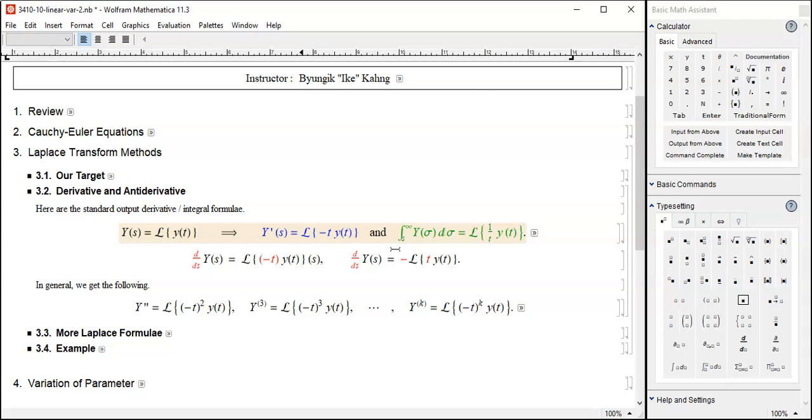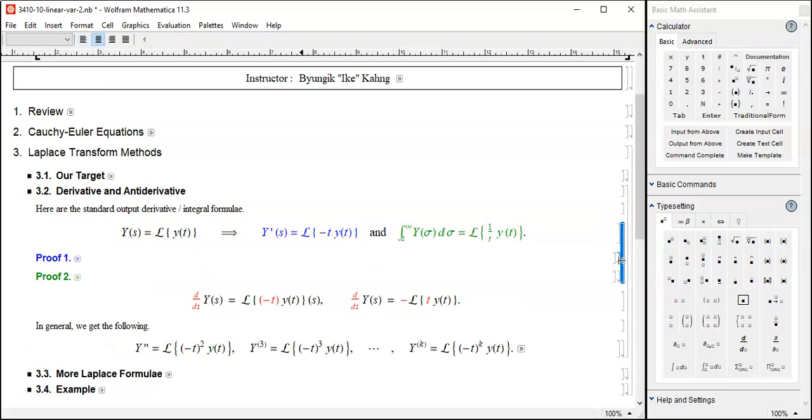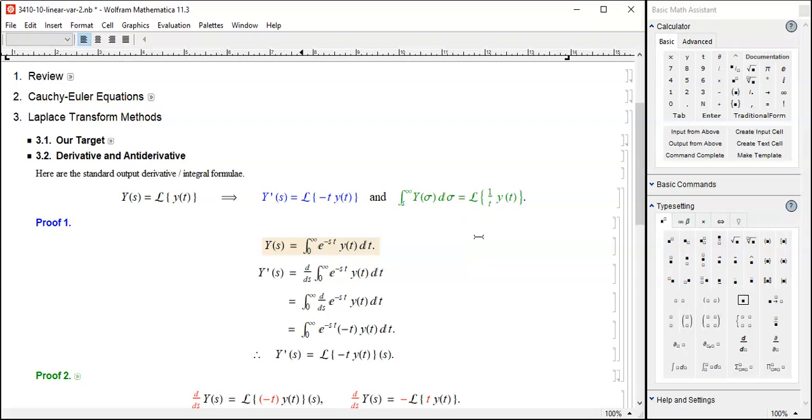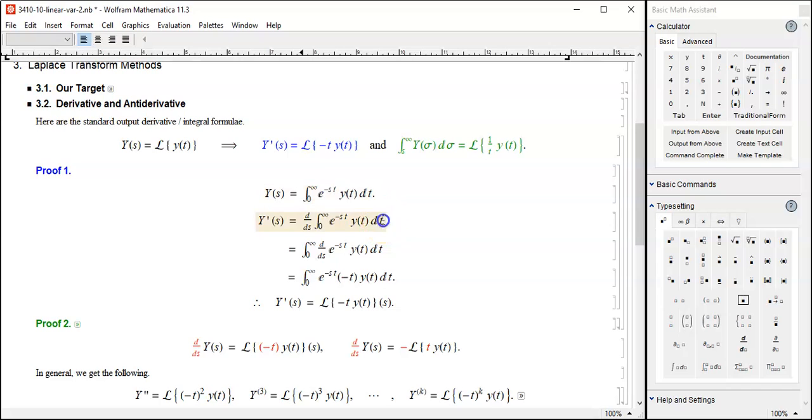Now let's look at the proof, and the proof is actually surprisingly simple. Let's begin from this, the basic definition of the Laplace transform, and then we take the derivative by s. Now this y of t dt, everything here is all about t, and the only s expression is this one here, this exponential. So we simply take the derivative to this guy only, and what is the derivative of the exponential function? Exponential always stays the same, and by the chain rule, we have to multiply the derivative of the inside, and that's negative t. This comes from the chain rule.